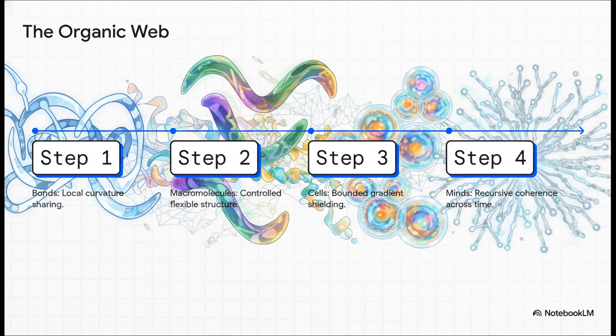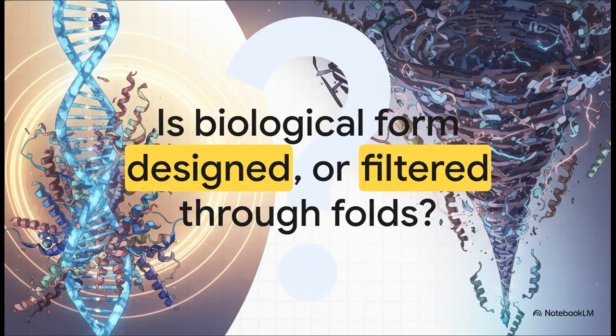And this sets the stage perfectly for our next explainer on step 3, the cell, the incredible moment where life actually begins to draw physical boundaries and shield gradients. I want to leave you with this final, somewhat provocative thought. When we look at the sheer, mind-boggling complexity of a folded protein, we really have to ask ourselves, is biological form built by design, or is it simply filtered through the tiny fraction of folds that can actually remain coherent against the crushing forces of internal friction? It's a profound shift in how we view the physical machinery of life.